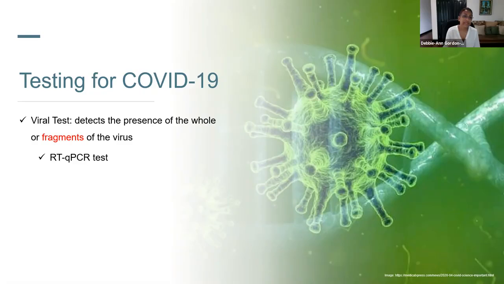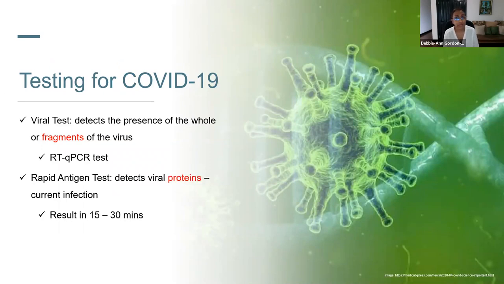Because this test can detect both whole or fragments of the virus, when a test comes back positive, it means the virus may be alive and viable, or it may not be alive or viable. This PCR test is the gold standard for detection of most viruses, including COVID-19 or SARS-CoV-2.